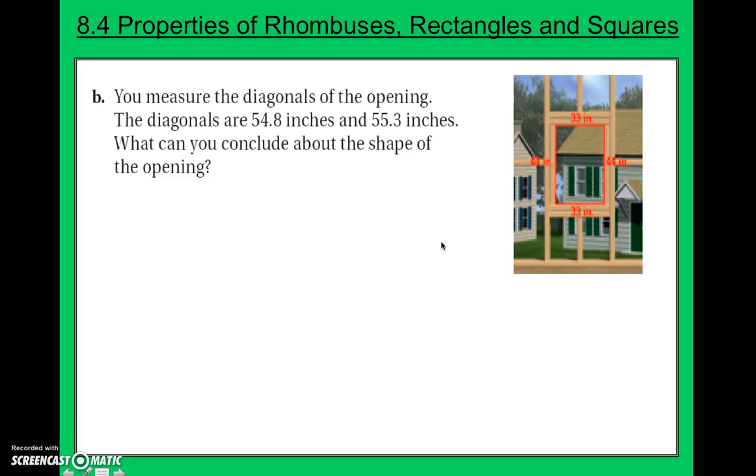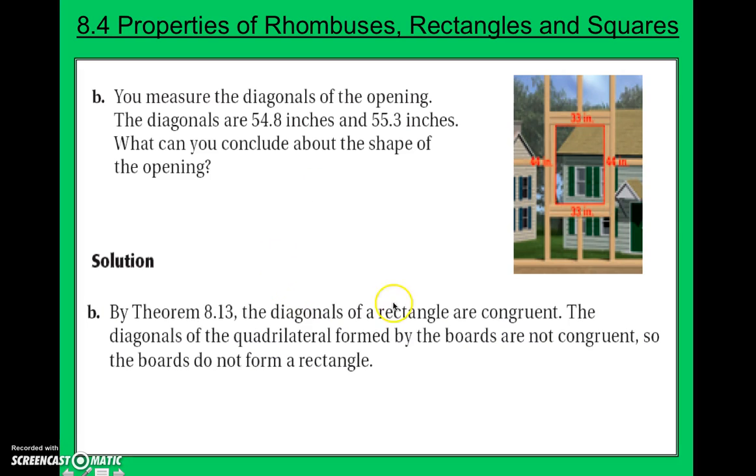You measure the diagonals of the opening. The diagonals are 54.8 inches and 55.3 inches. What can you conclude about the shape of the opening? So again, think about what we know as far as the diagonals. What do we need? So we know that the diagonals of a rectangle are congruent. The diagonals of this quadrilateral are not, so it must not be a rectangle.